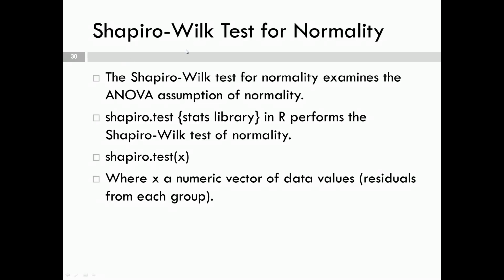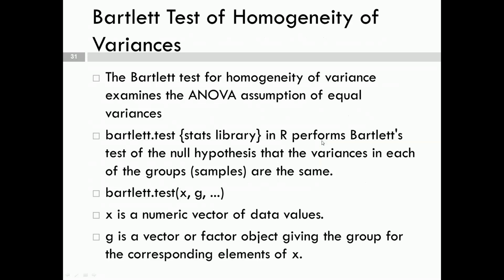So we would use a Shapiro-Wilk test for normality. This is very easy to implement in R. I'll show you how to do this in the lab. We would use a Bartlett test to test for the homogeneity of variances, and that's just a fancy word for saying that the variance in each of our different groups is the same.